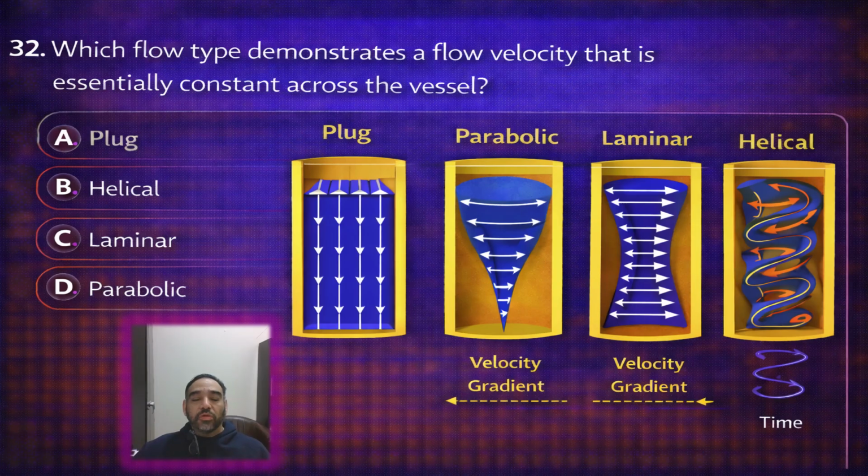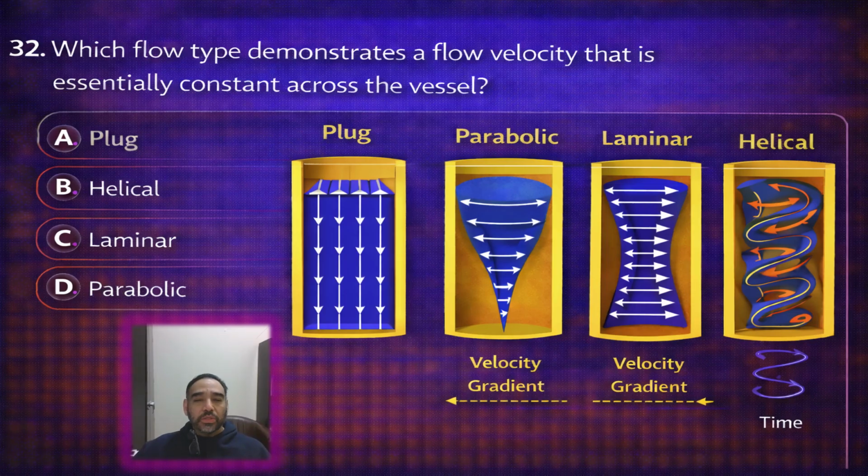And the last answer that's incorrect is parabolic. So parabolic flow is actually the classic laminar velocity profile, where you have the maximum velocity at the center and it gradually decreases towards zero at the walls. So it looks like a curved dome. It's not flat. So again, definitely not constant.